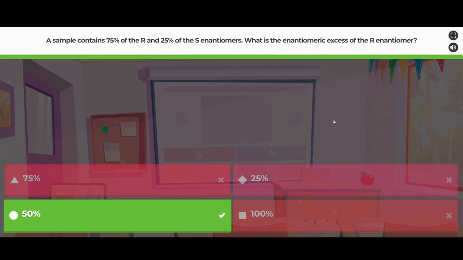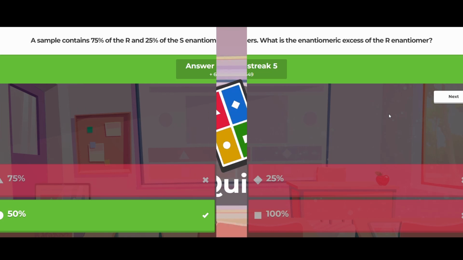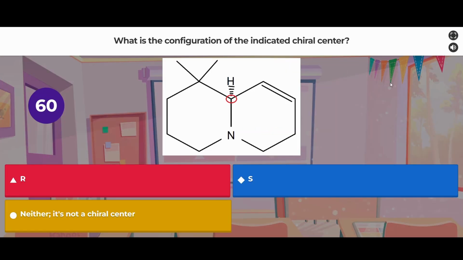All right, did you get it? I don't even have anything to really show here. It's just a simple subtraction. When you don't have a 50-50 split of enantiomers, or racemic mixture, you just subtract the lower value from the higher, and that's how much excess you have. Question 6. What is the configuration of the indicated chiral center?